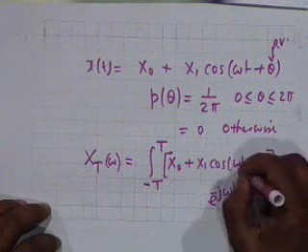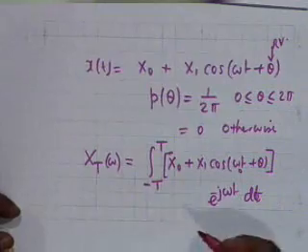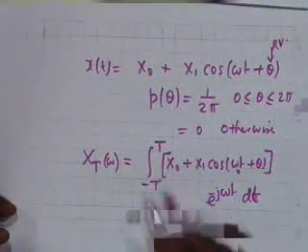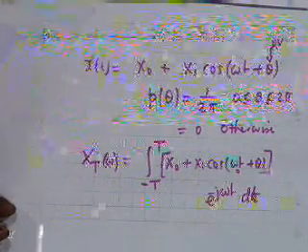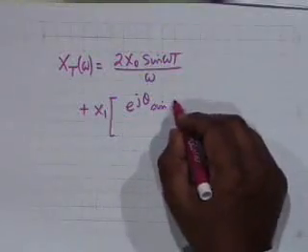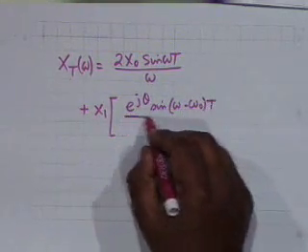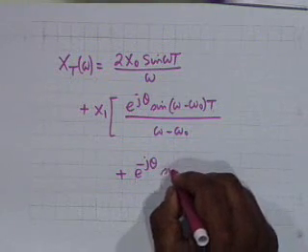Now, if I integrate this, obviously, I shall get three terms, one corresponding to x 0, one corresponds to x 1, e to the power j omega 0 t plus theta, and a third corresponding to e to the power minus j omega 0 t plus theta. And if you clear up the trigonometry, then what you get is twice x 0 sin omega t divided by omega corresponding to the first term plus x 1, then you get two terms, e to the j theta sin of omega minus omega 0 t divided by omega minus omega 0 plus e to the power minus j theta sin of omega plus omega 0 t divided by omega plus omega 0. This is the final result.